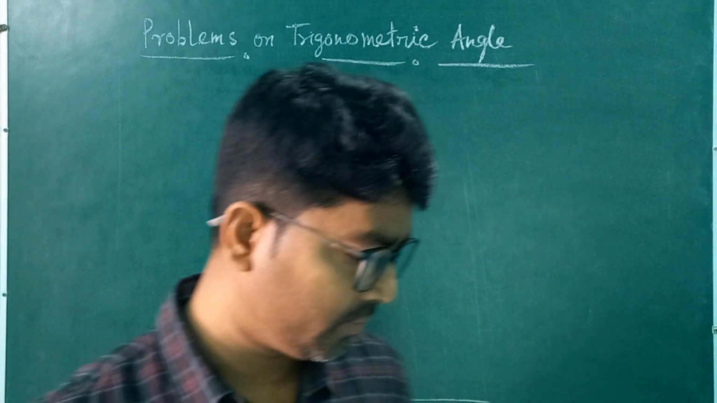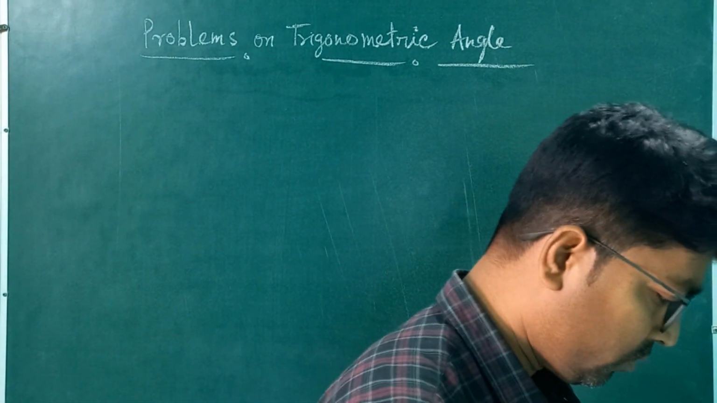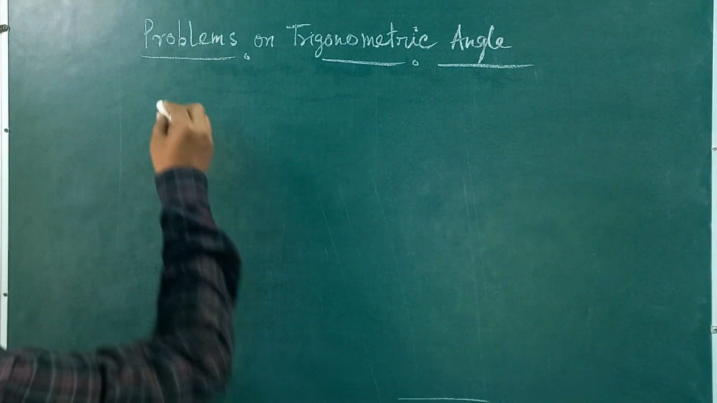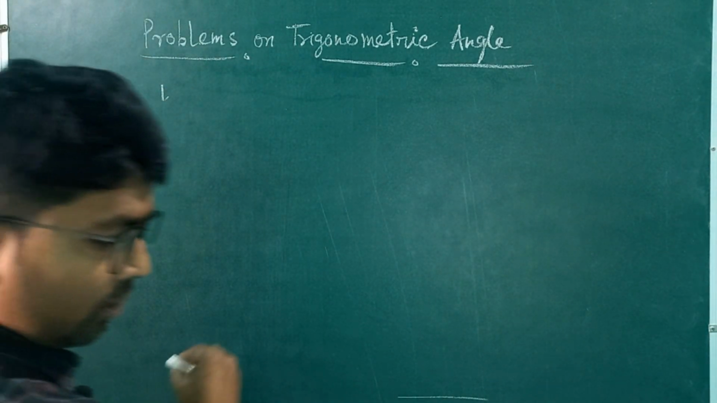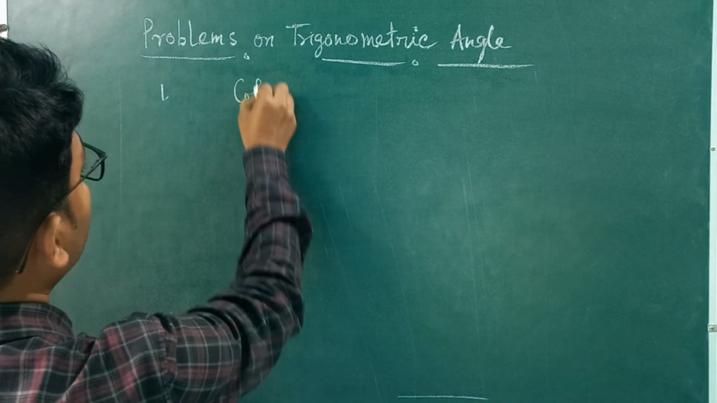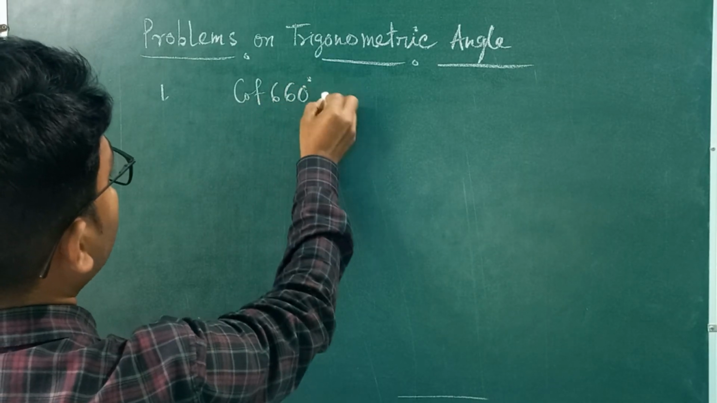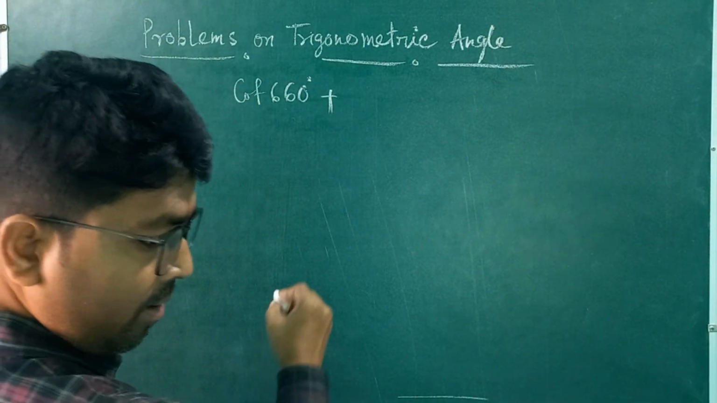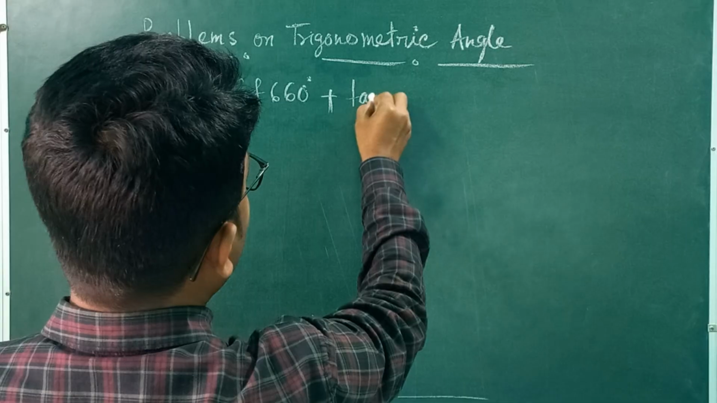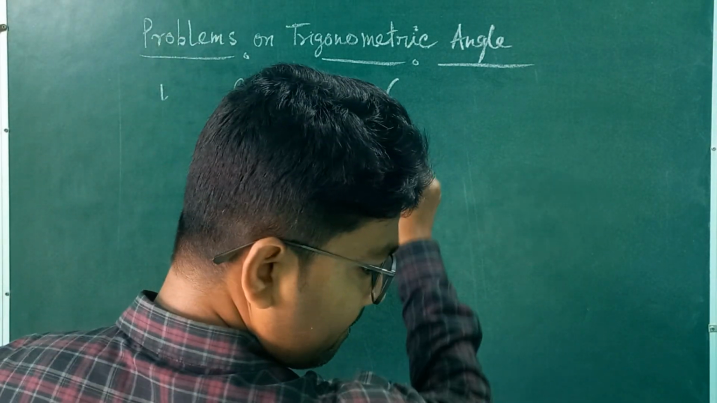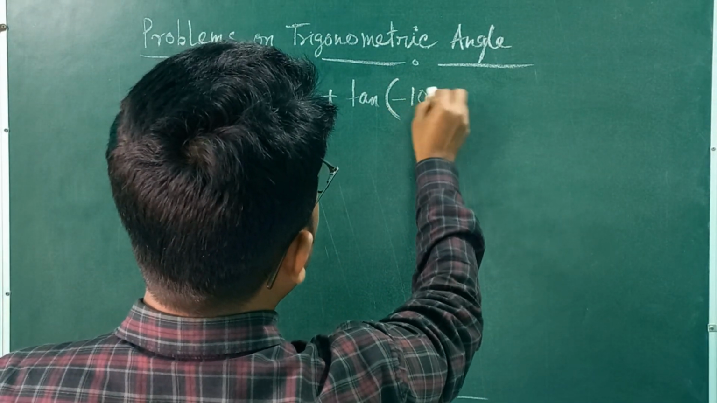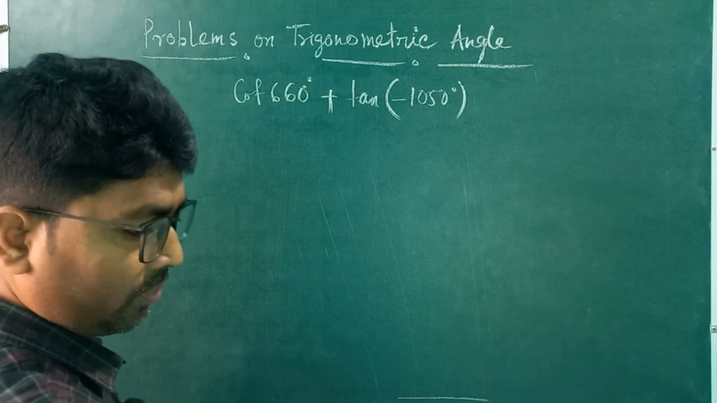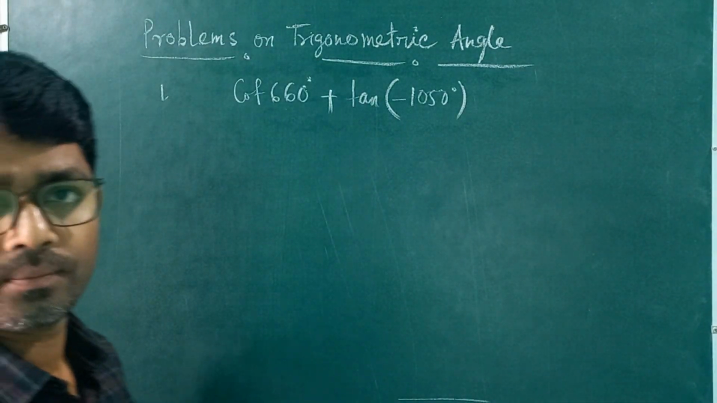So let's start. We start with a very common problem. Number 1. This one is cot 660 degree plus tan minus 106 degree. That is our first problem.